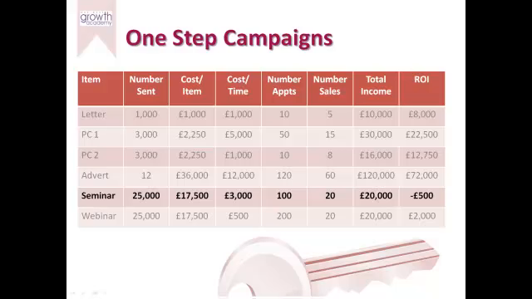Now, of the 100 people attending, 20 people bought, and they bought an item for £1,000, so they came to £20,000, so we've actually lost £500. Now, we'll revisit this example in the future to see how you can turn that into a profit, but you can see that even getting 100 people to a seminar, it's very expensive and we might not make a profit.